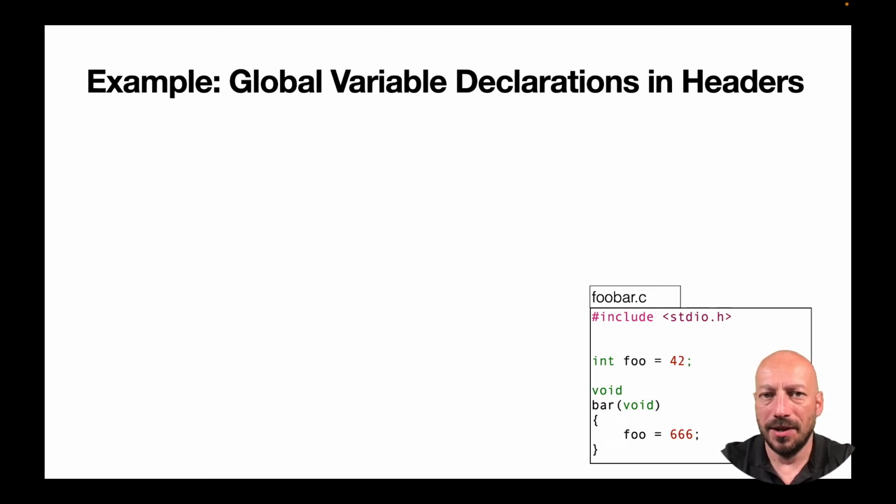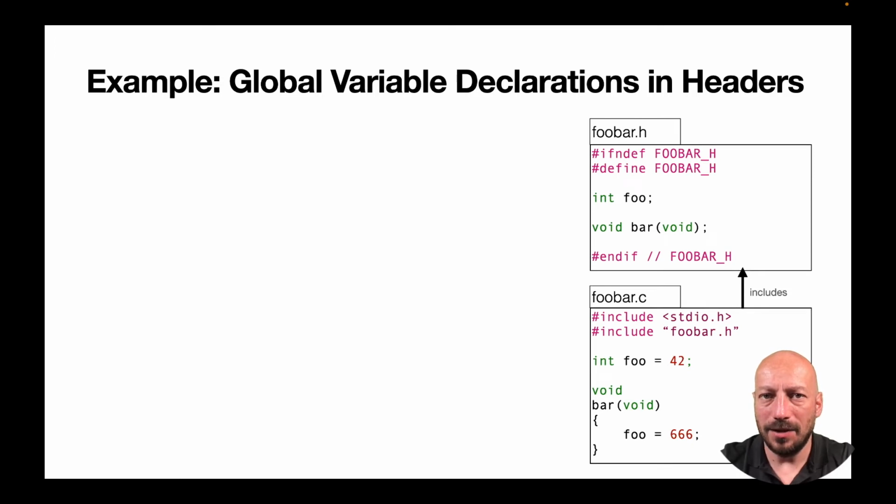One of them is this foobar.c, and it contains a function bar and the global variable foo. And for some reason, it's very important that other translation units have access to this global variable and to this function. So what we do is we write a header file with the declaration of this function bar and the declaration for this global variable foo. And of course, we also include this header file. And that's it for this translation unit.